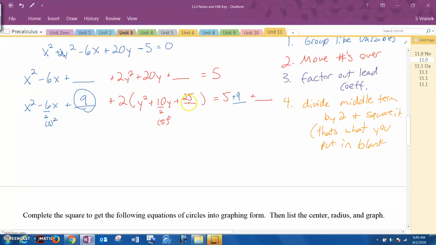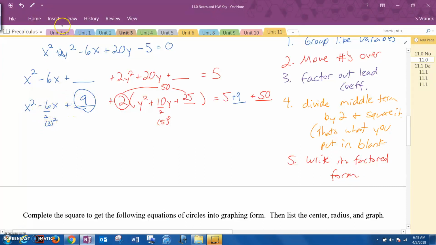This is where you have to be careful. I have a 25 here, but do you see how there's a 2 in front? 2 times 25 is 50. So what I really did was add 50 to that side, so I have to add 50 to the other side. So then we balance it, and then you write in factored form. The whole reason we do this is so we can write it in factored form, because we just made a perfect square trinomial.